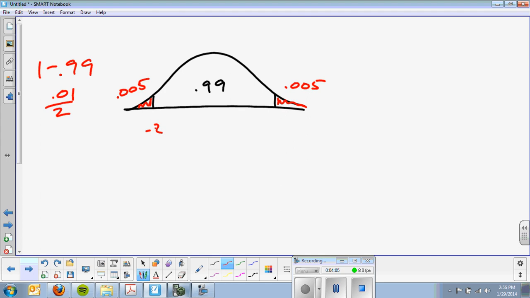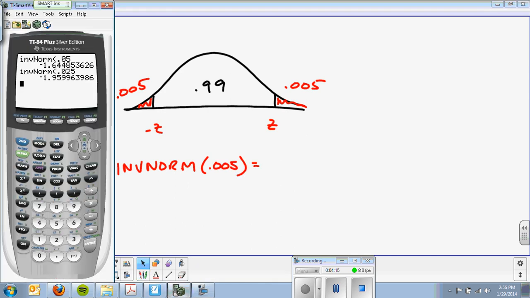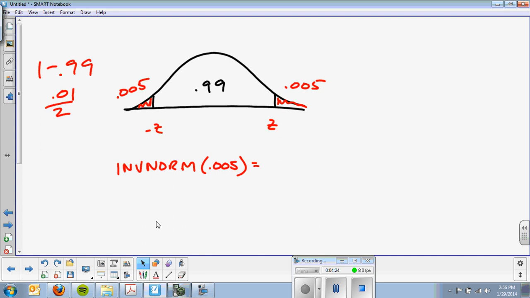Now, I can get the negative Z by inverse normal 0.005. I type that right in my calculator, inverse normal 0.005, and you will get negative 2.58. So my critical value Z star is just 2.58.